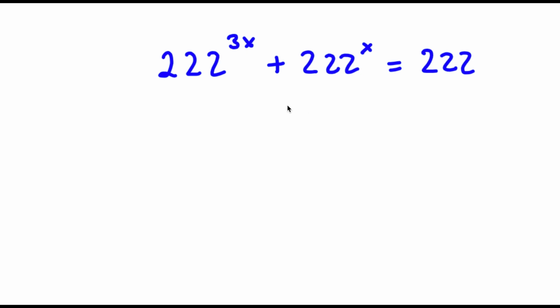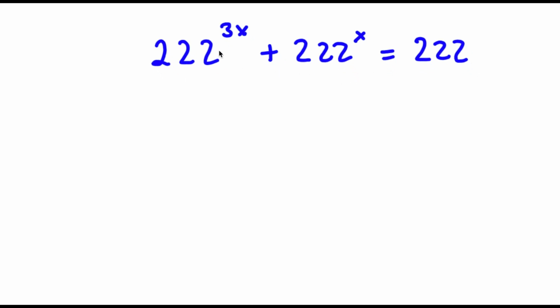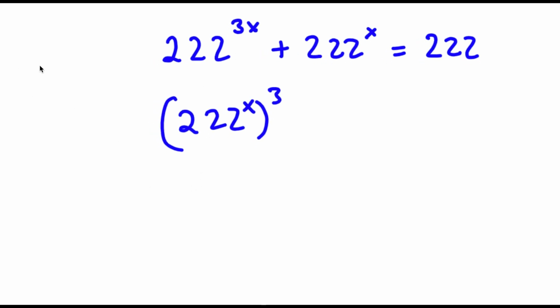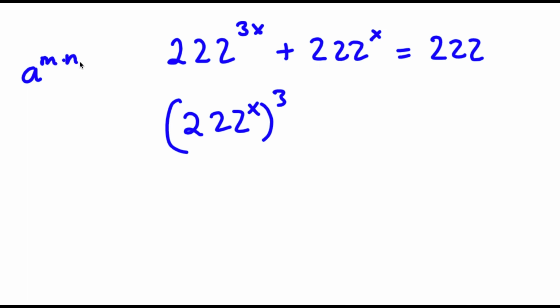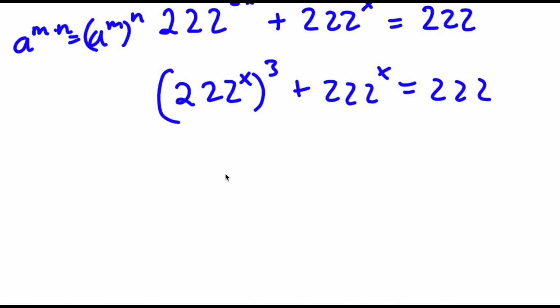Alright, so in this problem I have 222 to the power of 3x plus 222 to the power of x is equal to 222. So to start, I'm going to rewrite 222 to the power of 3x as 222 to the power of x to the power of 3. Because if I have something in the form a to the power of m times n, this is equal to a to the power of m to the power of n. So now I have this plus 222 to the power of x is equal to 222.